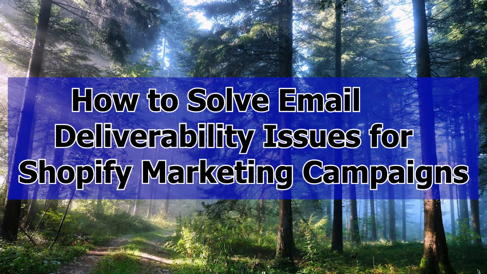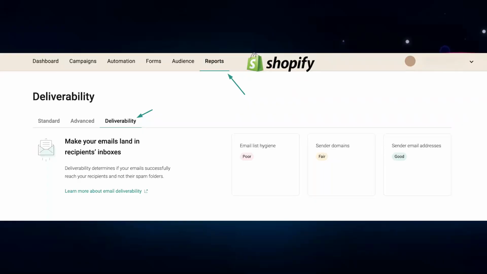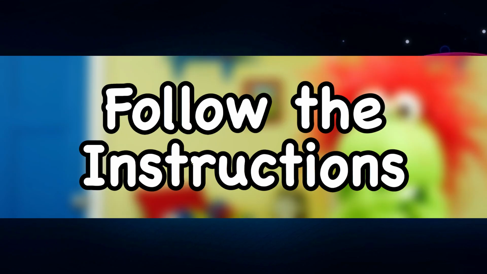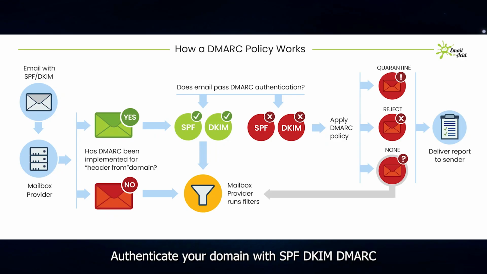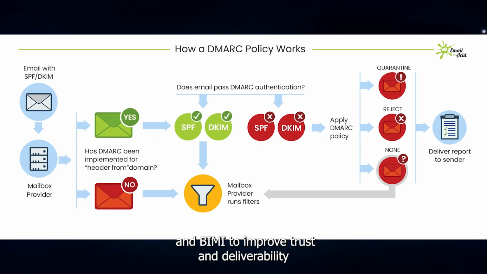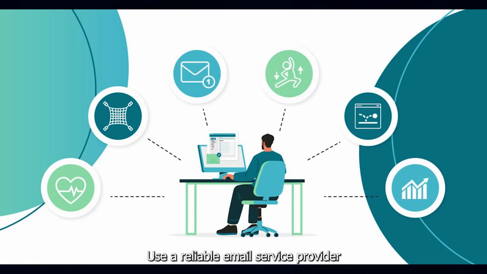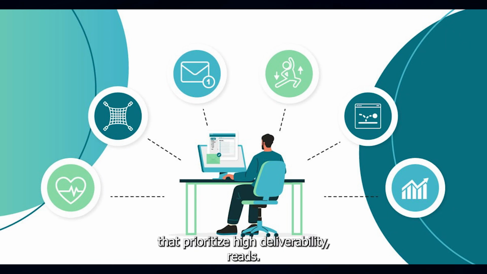How to solve email deliverability issues for Shopify marketing campaigns. Follow the instructions. Authenticate your domain with SPF, DKIM, and DMARC to improve trust and deliverability. Use a reliable email service provider that prioritizes high deliverability rates.